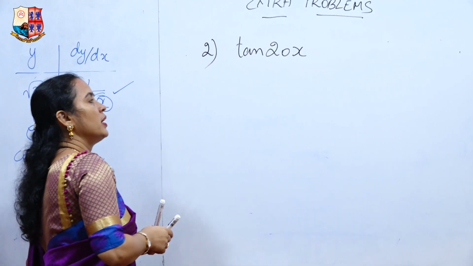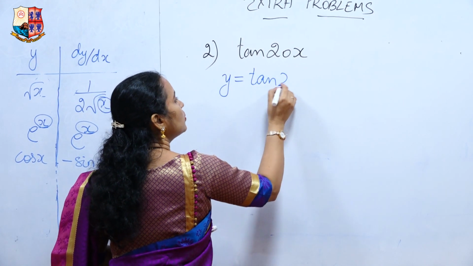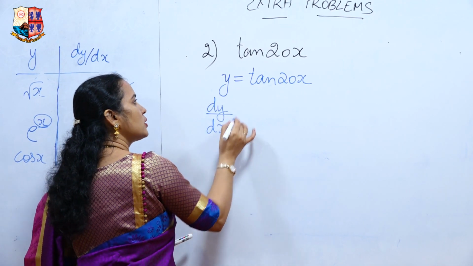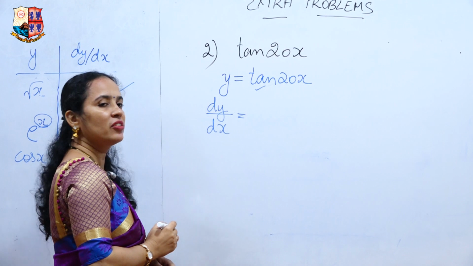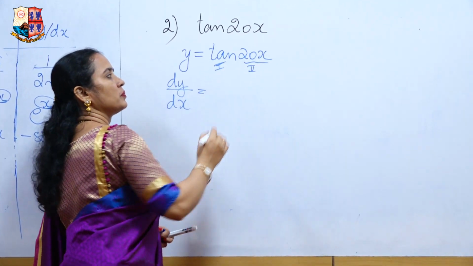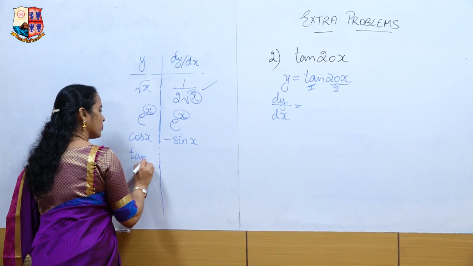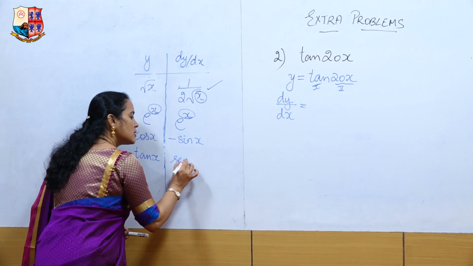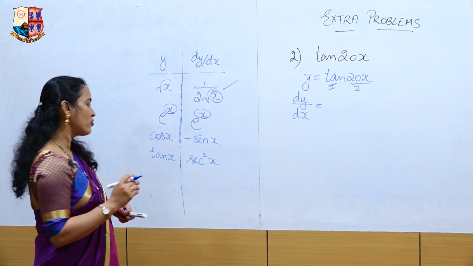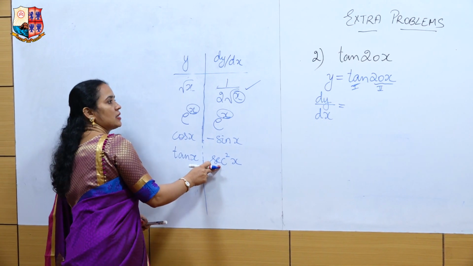Second problem, tan 20x. Y is equal to tan 20x. Differentiate y with respect to x. Outermost you have tan and then you have 20x. Tan x, when you differentiate, you get secant square x. Tan x and cot x will give you square of a function. So remember it in that way. Tan x, when you differentiate, you get secant square x.